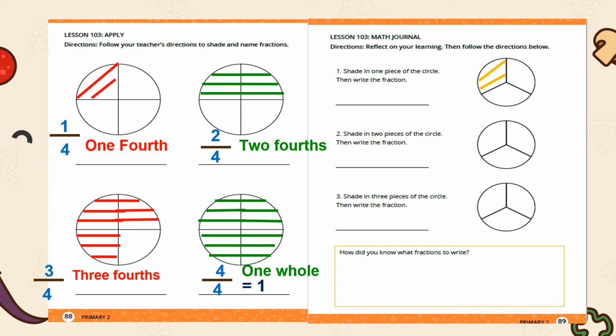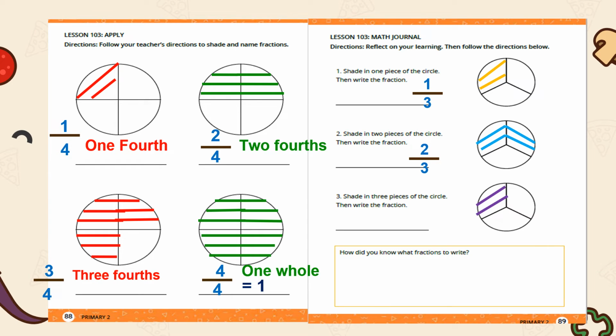Now we have one colored part over the total parts, which is 3. So the numerator is 1 and the denominator will be 3. The name of the fraction is 1/3. Number 2, shade 2 pieces. We are going to shade. So the numerator is 2 and the denominator is 3. 2/3.